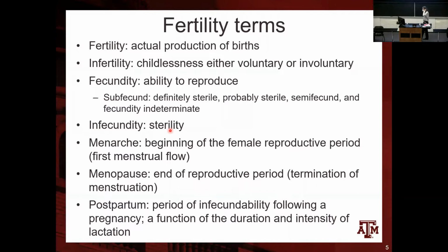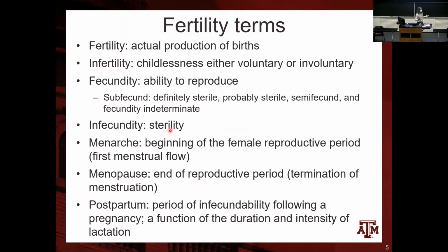Menarche is the beginning of the female reproductive period when they have the first menstrual flow. Why is it important? Because that's when they are able to get pregnant and have children. So if there are different average ages of menarche in different populations, that can affect the level of fertility. Menopause is the end of the reproductive period, the termination of menstruation, so women are not biologically able anymore to have children. And again, if there are major differences in the average age of menopause across populations, that can affect the levels of fertility across these populations.